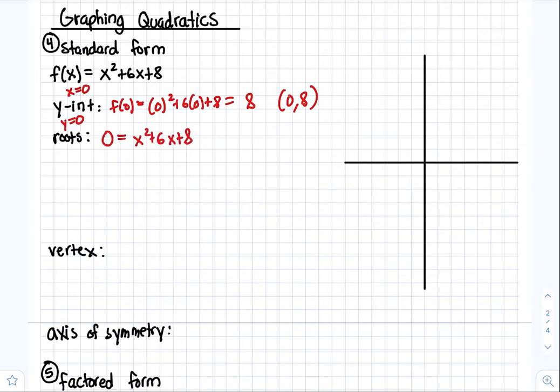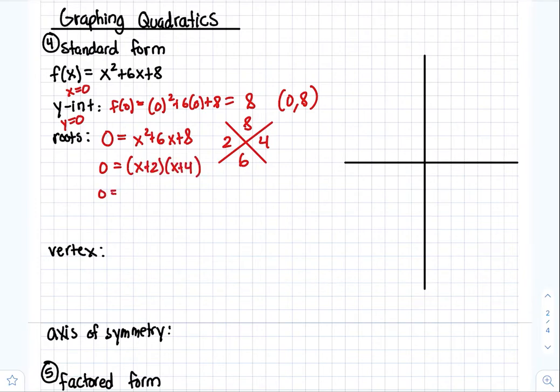So now we have to factor this in order to solve for x. So 8 is on top because that's a times c, which is 1 times 8, and the bottom is your b value, which is 6. So two things that multiply to 8, but when added give you 6. That is 2 and 4. So 0 is equal to x plus 2 times x plus 4.